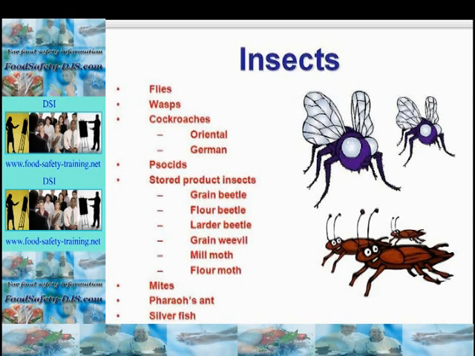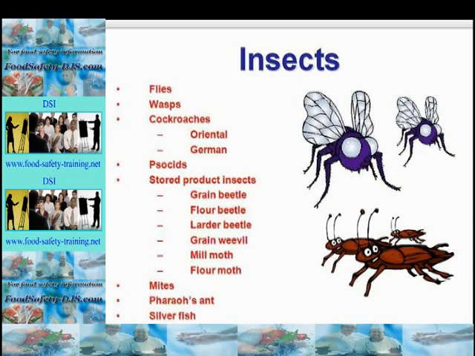And the different types of insects that are regarded as pests include flies, such as the common garden housefly, blue bottle, green bottle, wasps, cockroaches, the oriental and the German types, psocids, stored product insects, such as grain beetle, flour beetle, larder beetle, grain weevil, mill moth and flour moth, and also mites, Pharaoh's ant and silverfish.